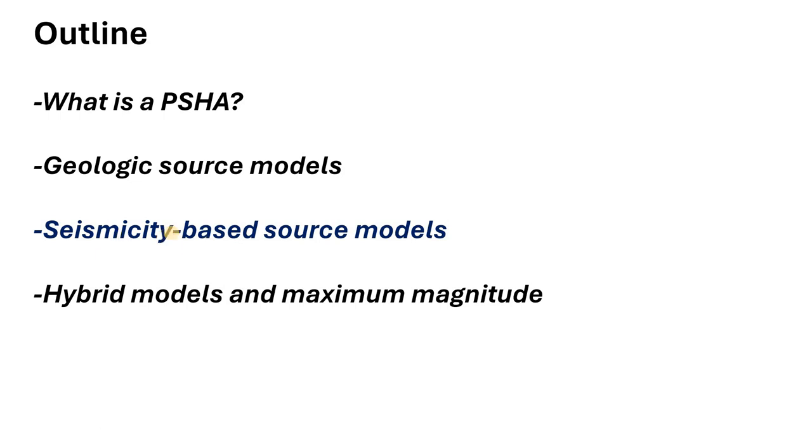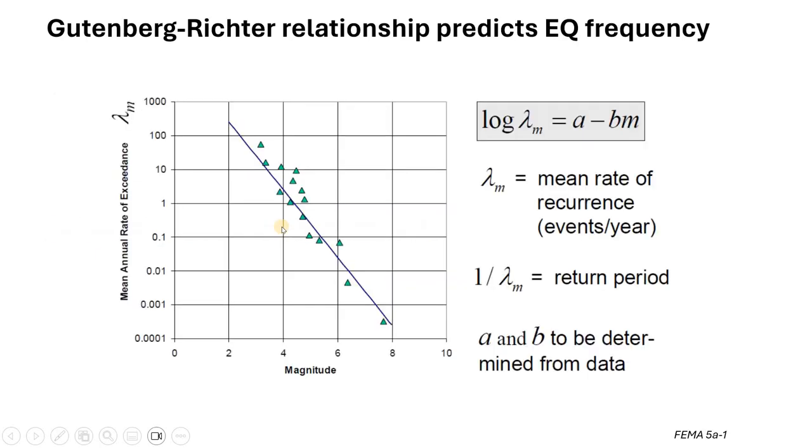That's a seismicity-based source model, and this is a completely different approach. What we're going to do here is start with a seismic catalog. This is a bunch of earthquake events recorded over many years where we know their magnitude, their location, and their depth. And what we can do is create what's called a Gutenberg-Richter plot, where we essentially just plot them all. Here are their magnitudes, and then here's the rate at which they're occurring. So this is the rate at which an earthquake of magnitude 4 or larger occurs.